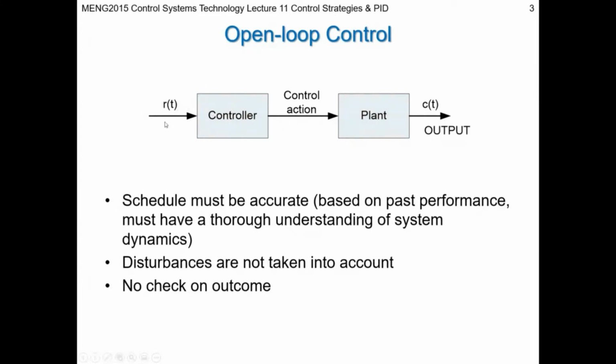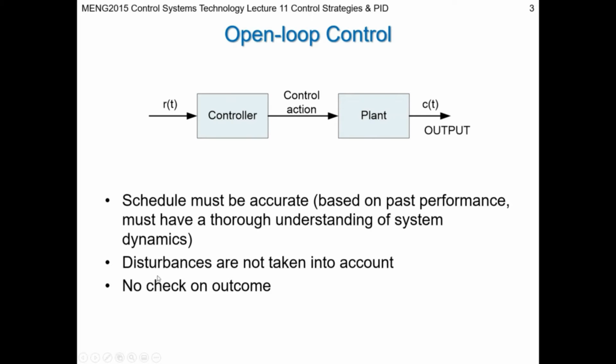So whatever your input is, if you want to guarantee or have a good level of confidence that the output is going to reflect your input or your demand point, then you have to be able to map effectively, or have a controller schedule which is very well informed about the plant behavior. So when that control action gets applied, the plant is going to basically do what you expect it to do. And so the schedule must be accurate based on past performance. You have to have a thorough understanding of how this system actually responds, how it works, what the system dynamics are.